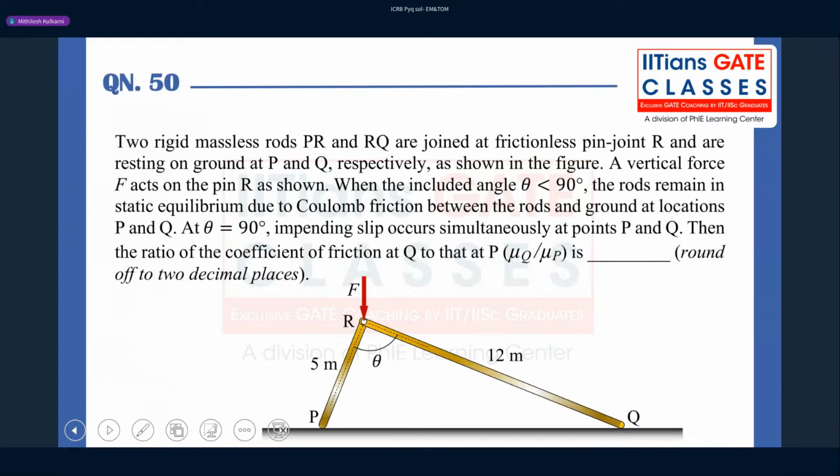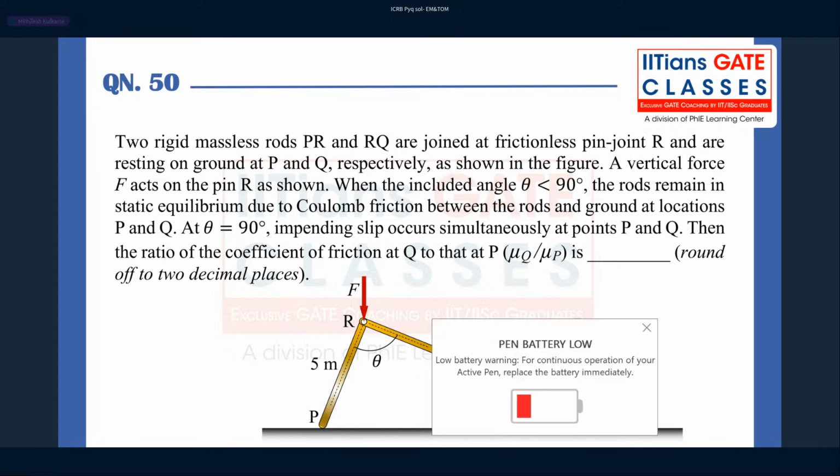Coming towards the next question. Two rigid rods. Okay, this is from mechanics again. Two rigid massless rods, PR and QR, are joined at a frictionless pin joint R. Okay, and they are resting on the ground. This P and Q are on the ground respectively, as shown in the figure.